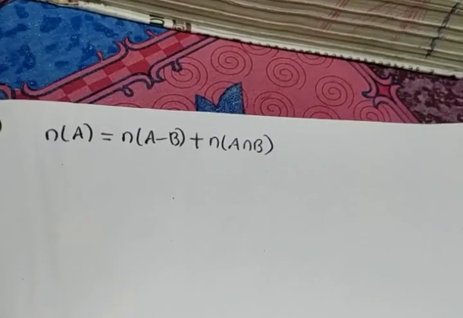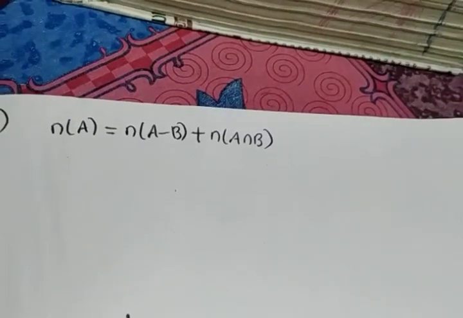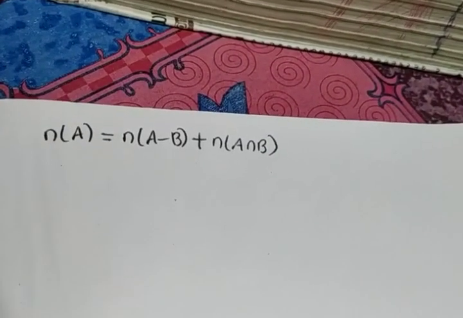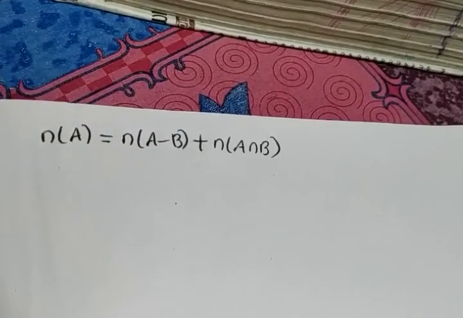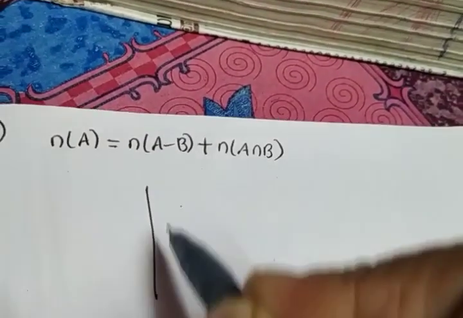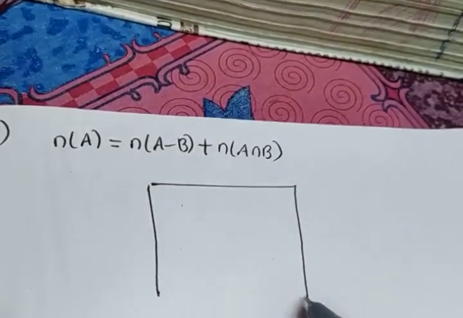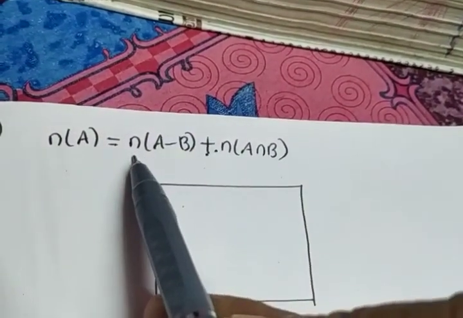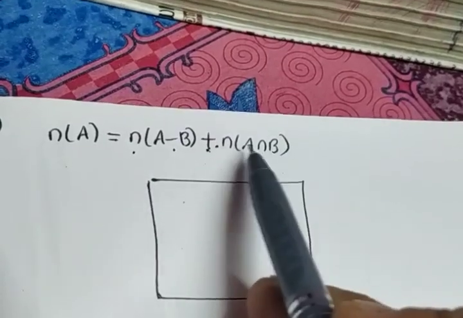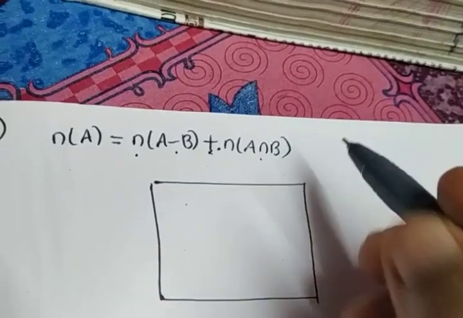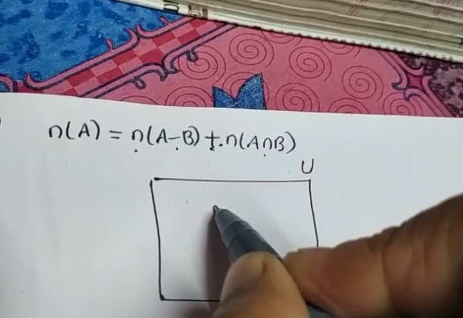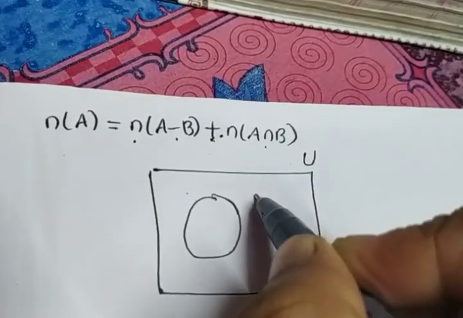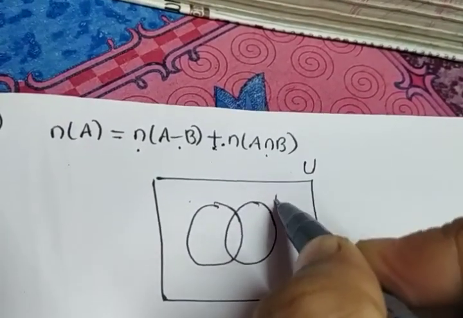The next one, n of A is equal to n of A minus B plus n of A intersection B. So what we will do is, we will draw the Venn diagram. Why did this plus come? Because it is the number of elements in A minus B plus the number of elements in A intersection B. With the help of the Venn diagram, we will show that the sets are equal. If the sets are equal, the number of elements will definitely be equal.